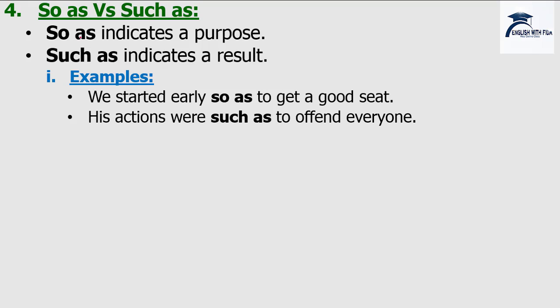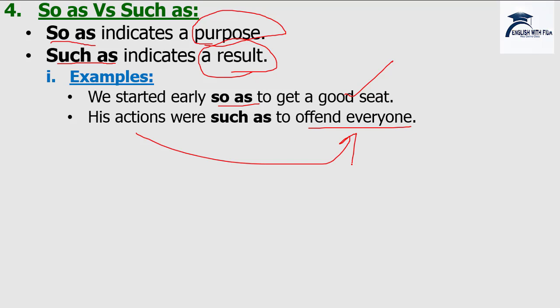So as versus such as. These are compound conjunctions, two words used together with a different sense. So as is used to show purpose, such as is used to show result. Purpose and result. "We started early so as to get a good seat." "His actions were such as to offend everyone." So as to get a seat is the purpose. Such as to offend is the result, because his action has already offended the people. So keep in mind this difference, so as and such as.